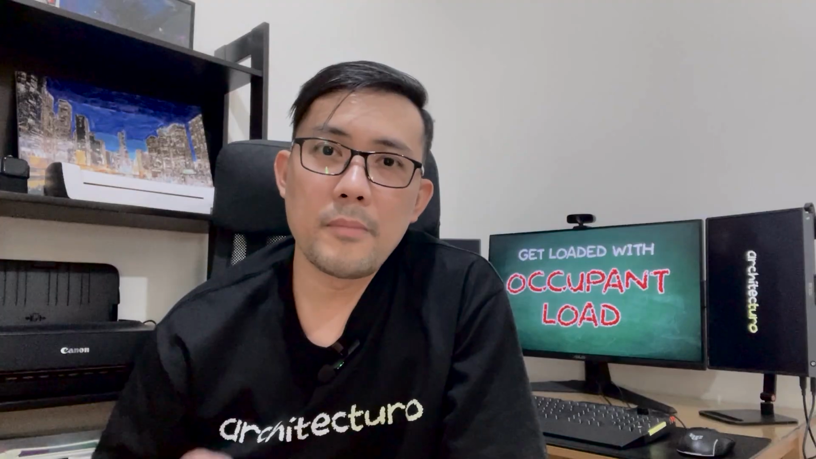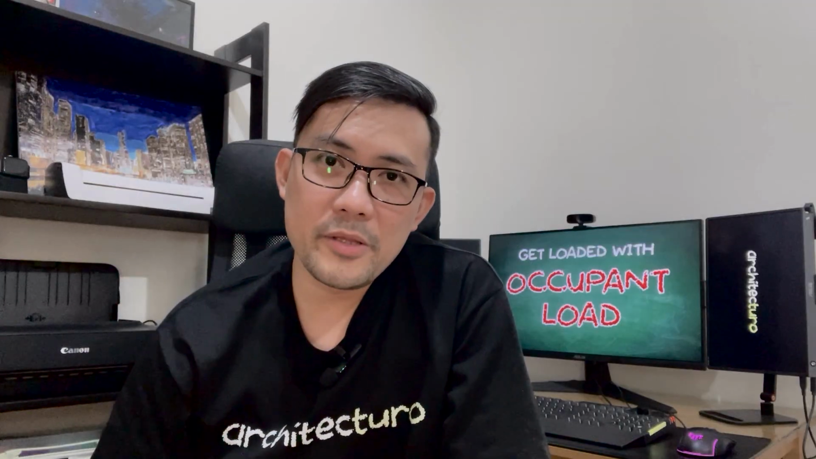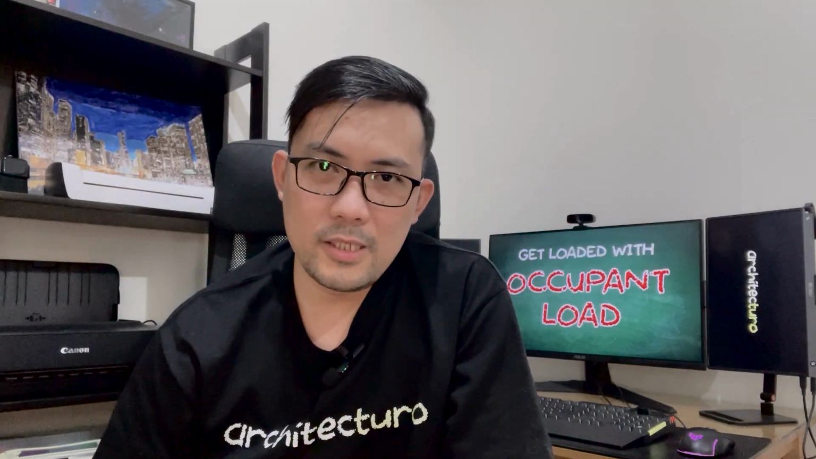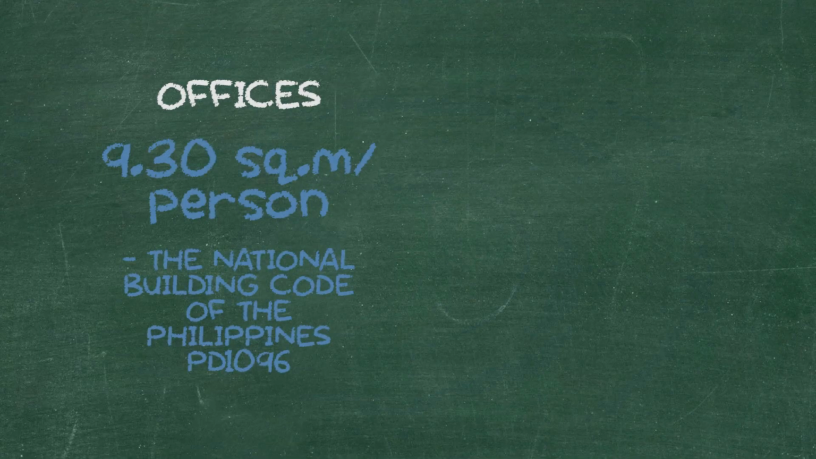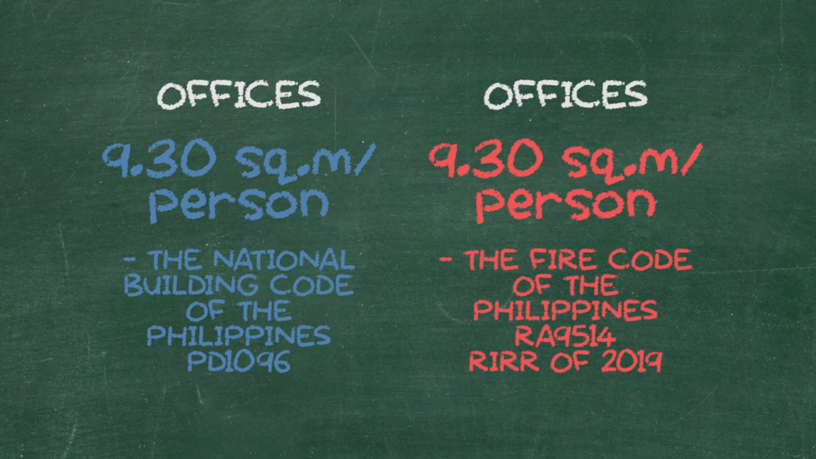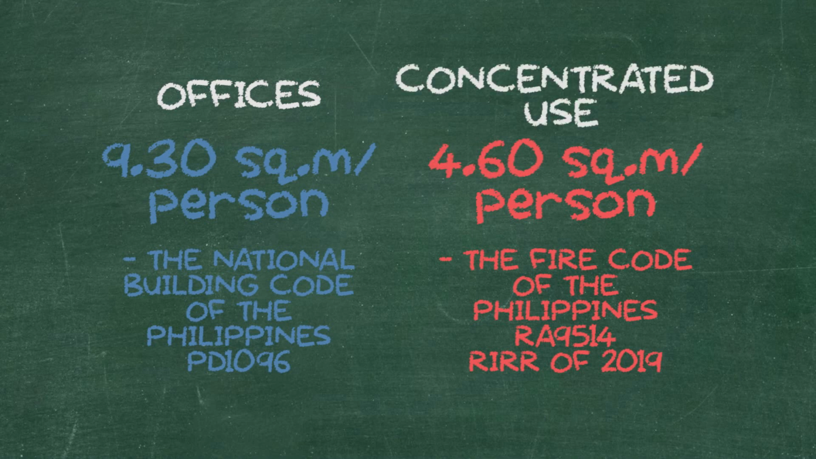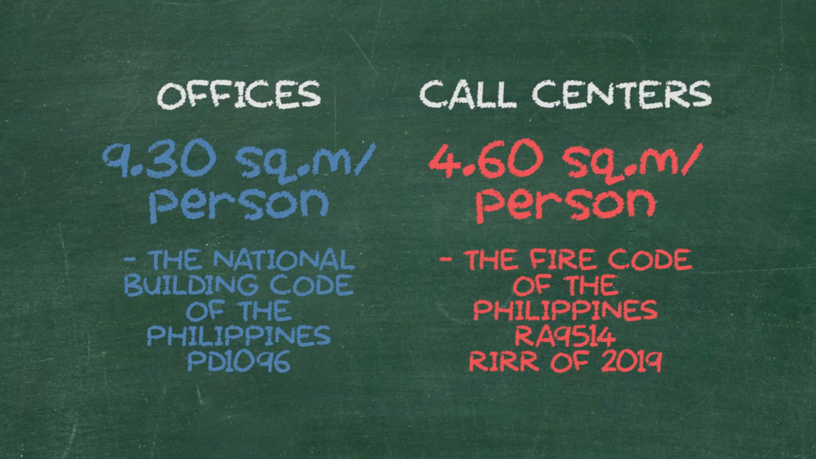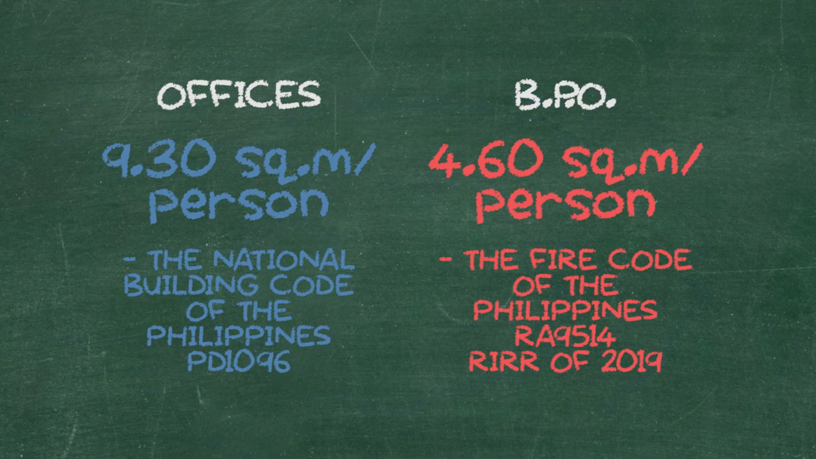May mga instances na magkaiba ang requirement ng dalawang codes per type of occupancy. For example, the office space as per the National Building Code shall use the factor of 9.3 square meter per person. Sa Fire Code of the Philippines naman, generally ito ay may 9.3 square meter per person occupant load factor requirement din. Ngunit, may specific na classification na for more concentrated use of business occupancy as in the case of call centers, IT centers, BPOs, and other similar occupancies.